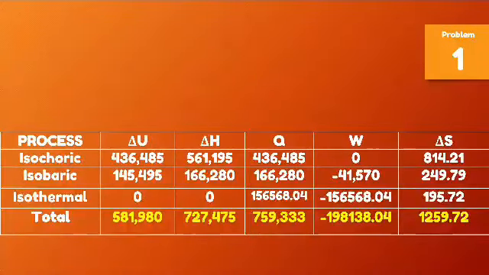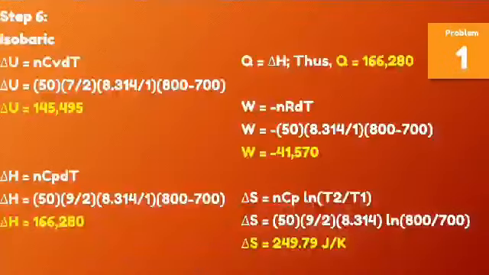So based on the table, the total of delta U of the three processes that we have used is 581,980. For delta H, that would be 727,475. For Q, 759,333.04. For W, that would be negative 198,138.04. And lastly, delta S is equal to 1,259.72.